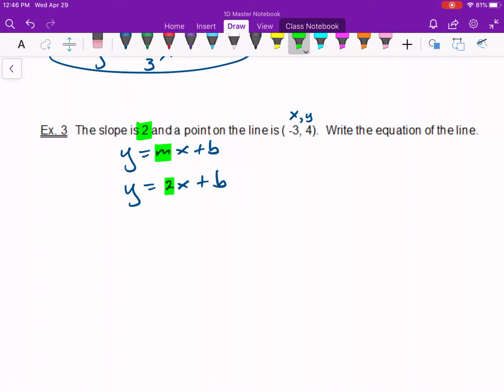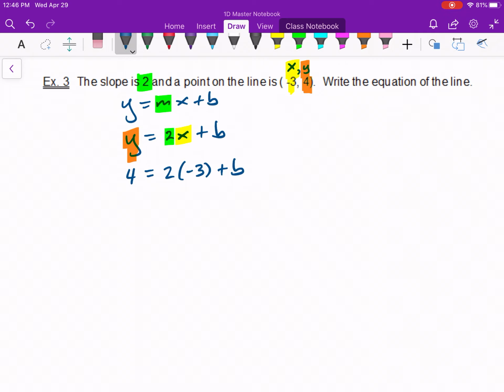Let's try some different colors then. Maybe I'll use yellow for the x and orange for the y. We do have an x and a y in the equation. So if I replace x with -3 and I replace y with 4, then I'll be left with an equation that has b in it, and I can then solve that equation. So I'll put 4 in for y, I'll put -3 in for x, and let's solve it. I want to get b by itself. First I'll simplify a bit. 2 times -3 is -6.